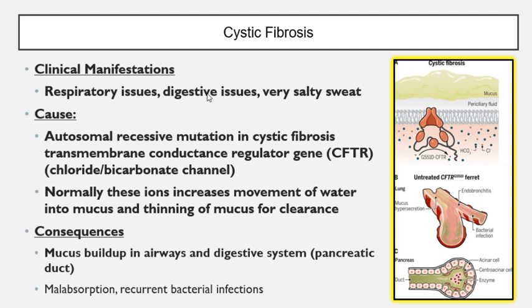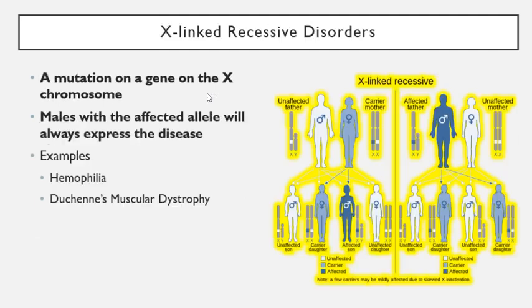Normally these ions increase the movement of water. Yeah, so I kind of went over that. So you have a mucus buildup of airways and digestive system. Those are the two big parts that cause a whole bunch of problems. But obviously this is a global effect because it's a genetic issue, right? But these things just manifest in that way. You also have recurrent bacterial infections. That's a really long story. We won't get into that. And malabsorption of nutrients. I don't know why I put that down there instead of just part of the digestive system. Whatever. Does that make sense though?